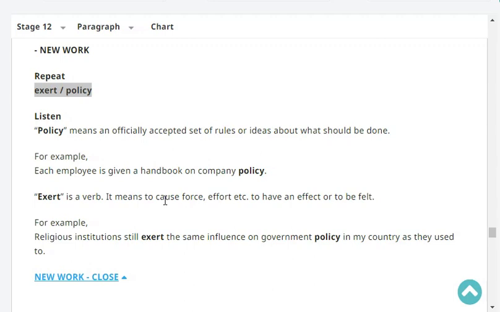For example, religious institutions still exert the same influence on government policy in my country as they used to. Okay, but we can't finish that anymore, so we'll just stop there for today.